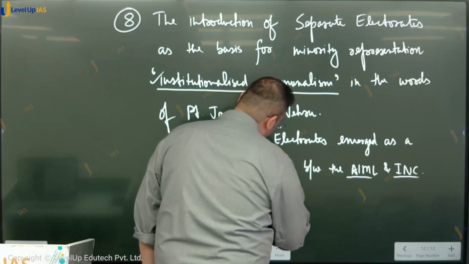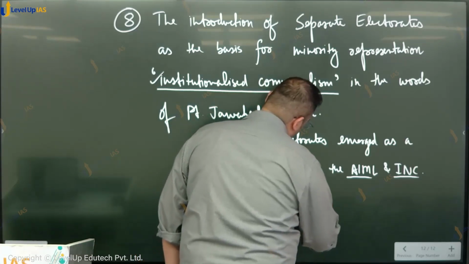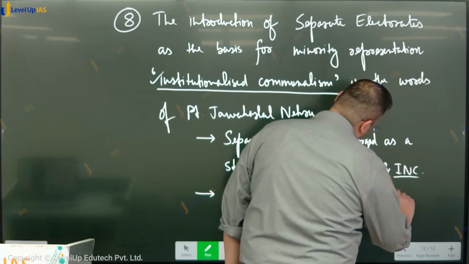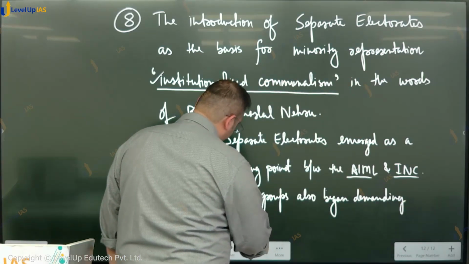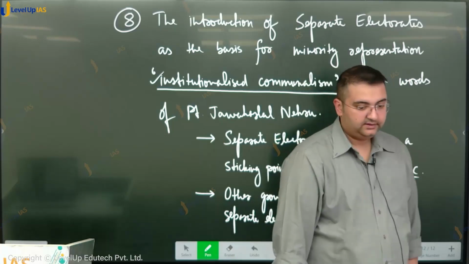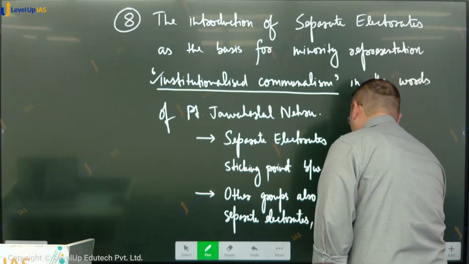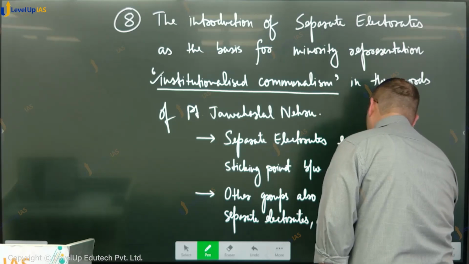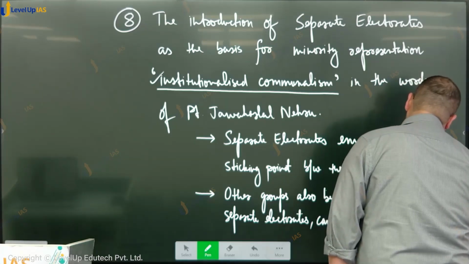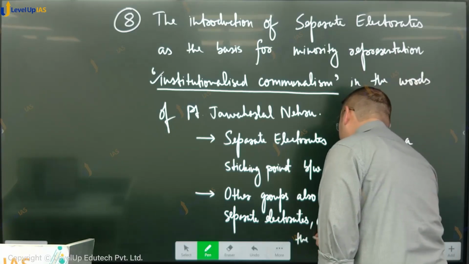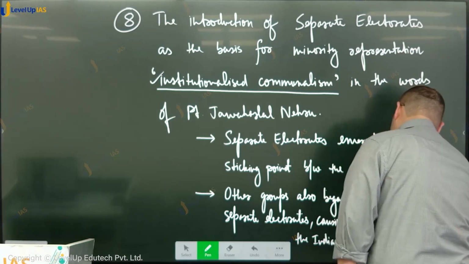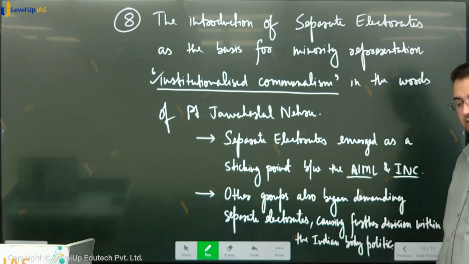Other groups also began demanding separate electorates, causing further division within the Indian body politic.